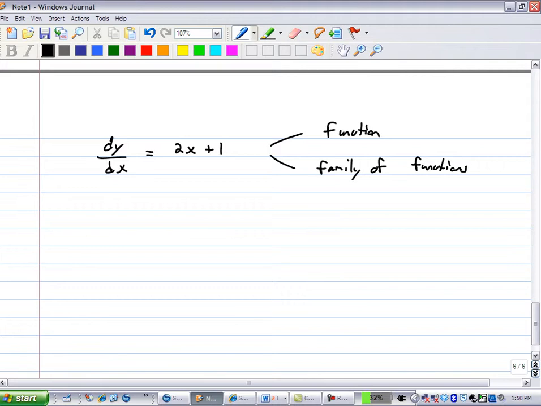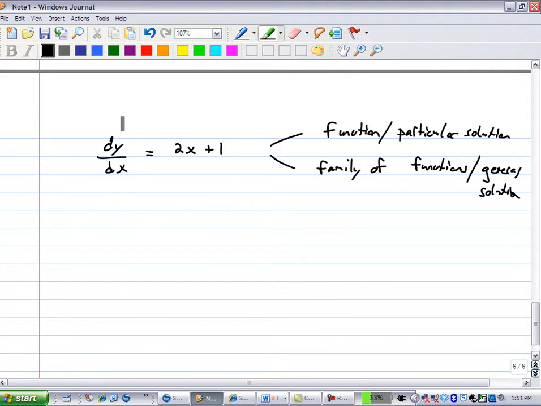I think they used some other language yesterday, so you had, let's see, the general solution. And you might have heard something like particular solution. That was the explicit one. So nonetheless, when you're solving a differential equation, you're not going to produce just one solid, ordered pair. It's not just one point. You're going to produce a new function or a family of functions.